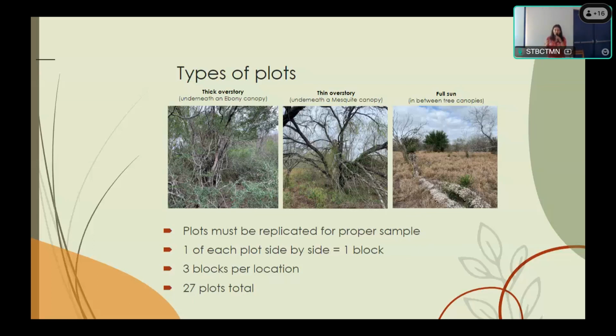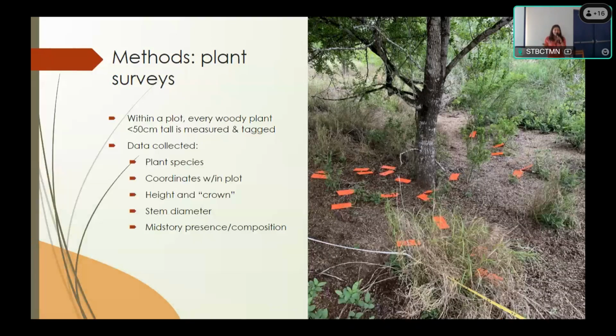And a lot of these plots are really big. Some of them are like 10 by 10 meters. So it's taking a very long time to go through them. So what is it that I actually do whenever I'm out there? So we're doing plant surveys. So within every plot, every woody plant that's less than 50 centimeters tall is measured and tagged.